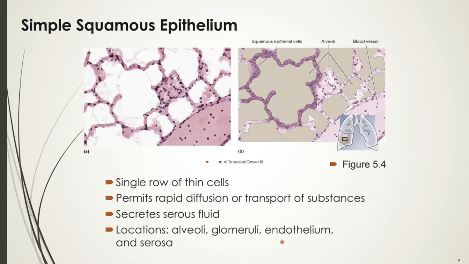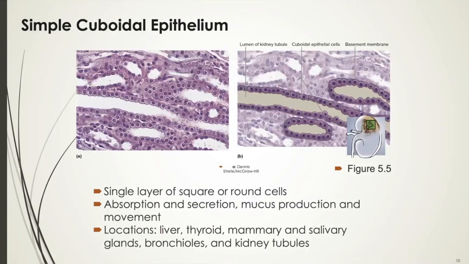And then endothelium. Endothelium is going to line your organs on the inside. And then you have your serosa. So we're going to go into that a little bit more detailed later.